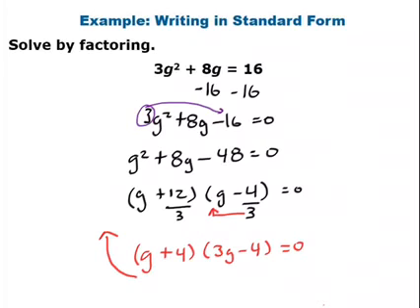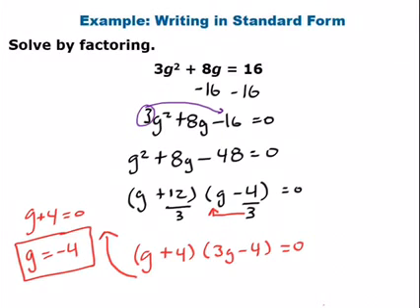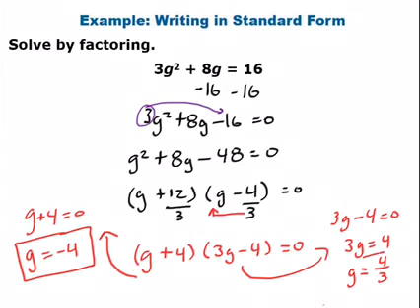So here I've got g plus 4 equals 0. I'll subtract 4 from both sides, and I get g to equal negative 4. On the other hand, I've got 3g minus 4 equals 0. I'm going to add 4 to both sides. I get 3g equals positive 4. Divide by 3. I get g to equal 4/3. And so my solutions are negative 4 and positive 4/3.